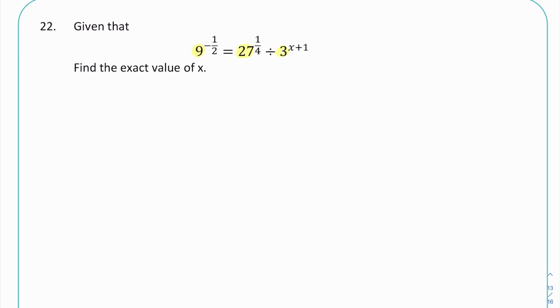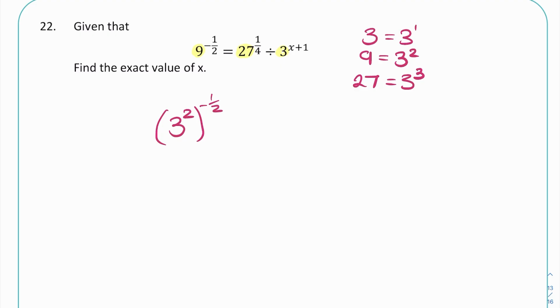So they do. 3 is 3 to the power of 1. 9 is 3 to the power of 2. And 27 is 3 to the power of 3. So instead of writing them as 9 and 27, we can write them as a 3 to the power. So 9 we can write as 3 squared, all still to the power of negative a half. And that's equal to 27 is 3 cubed, all to the power of a quarter. And that's being divided by 3 to the power of x plus 1.